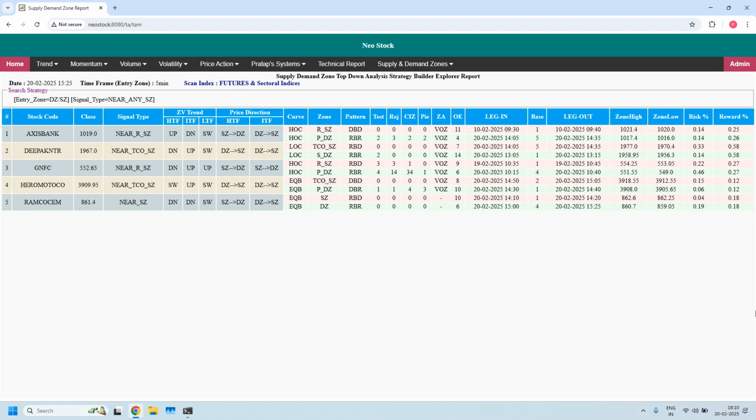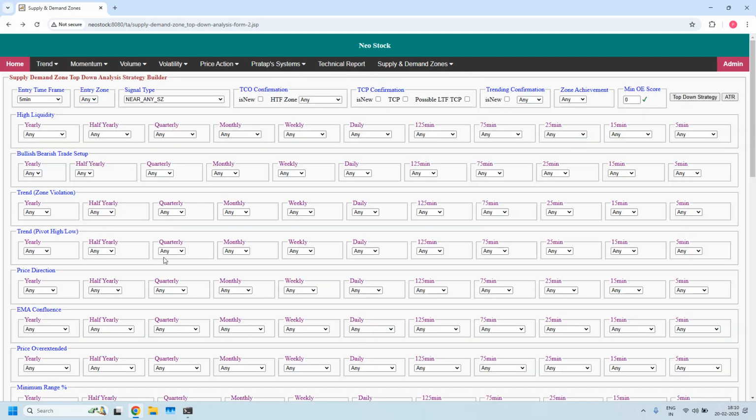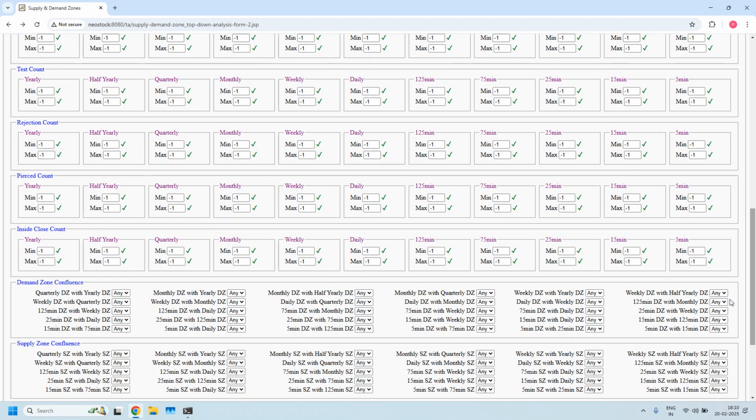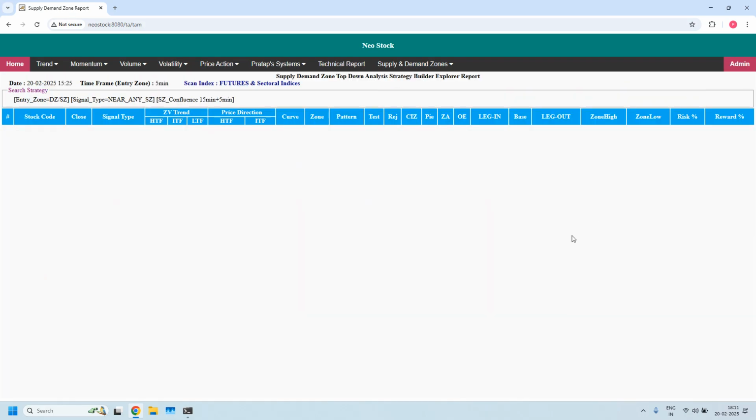Out of these 5 supply zones, how many are having ITF supply zone confluence? Let us verify. That is 5 minute supply zone with 15 minute supply zone confluence. I enabled the filter. So with this filter, we did not get any stocks. That means none of the 5 minute supply zones are having ITF, that is 15 minute supply zone confluence. So this is about stocks near demand and supply zones for different time frames.